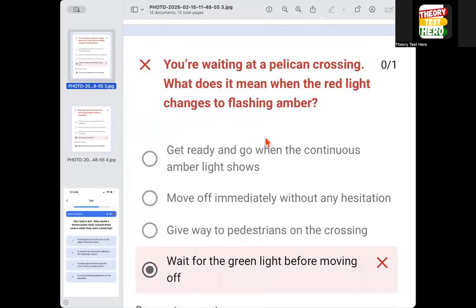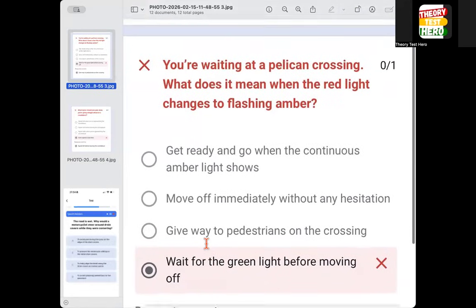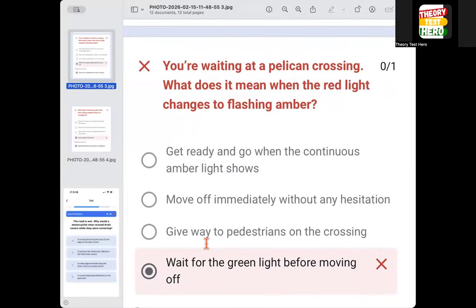You're waiting at a pelican crossing. What does it mean when the red light changes to flashing amber? So let's type the answer in the chat. Okay, so most of you are saying C. Good. So this one is basically give way to pedestrians already on the crossing. People that are already crossing the road, you give way to them, yeah? What's wrong with D? Wait for the green light before moving off. Why do you think D is wrong for this one?